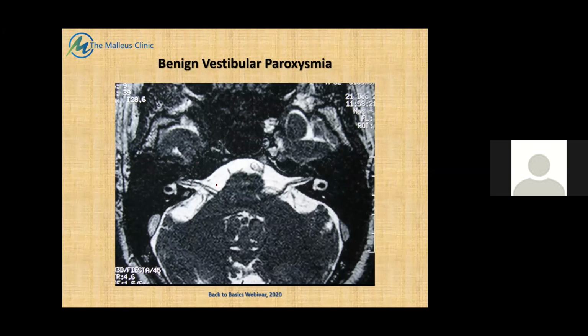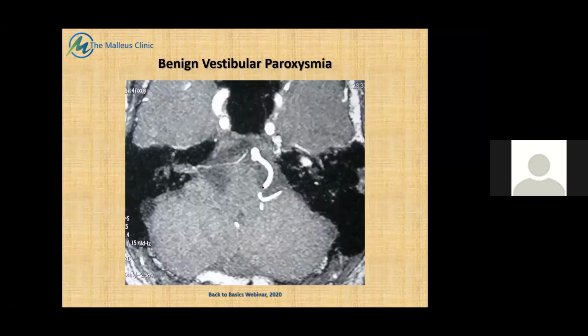But you can see the same patient, you can see the vascular loop here and the vascular loop here, that's the blood vessel here. So it has a tortuous, a circuitous route all around the 7th, 8th nerve complex, leading to a diagnosis of benign vestibular paroxysmia.